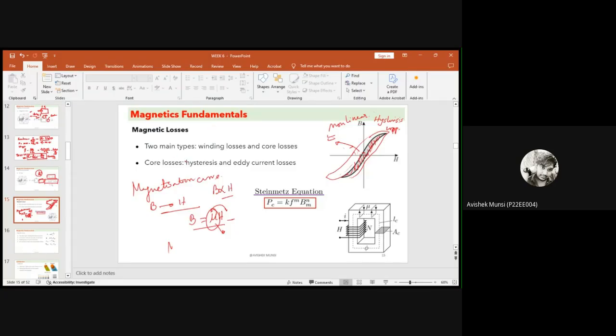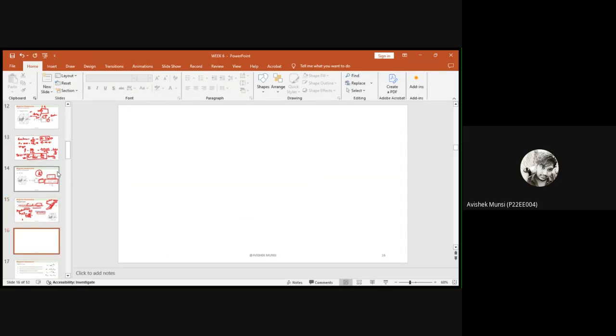Now this loss of energy is of two types, that is due to the winding loss and due to the core loss. Okay, the core loss can again be subdivided into two parts, one due to hysteresis, another due to the eddy current loss. Fine, so a little idea about it. So what is hysteresis loss then?